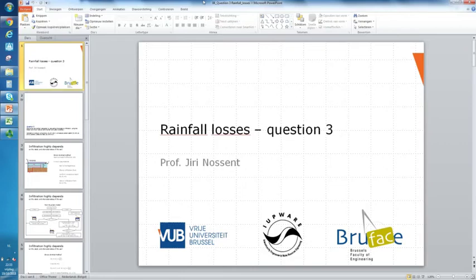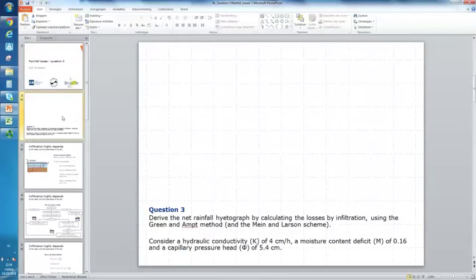For this third and final question of exercise 1 on rainfall losses, we are not going to calculate a global loss like it was done in question 1 and question 2, but we will only calculate the infiltration losses. We will do this based on the Green and Ampt method, and actually also the Mein and Larson scheme, which includes the Green and Ampt method.